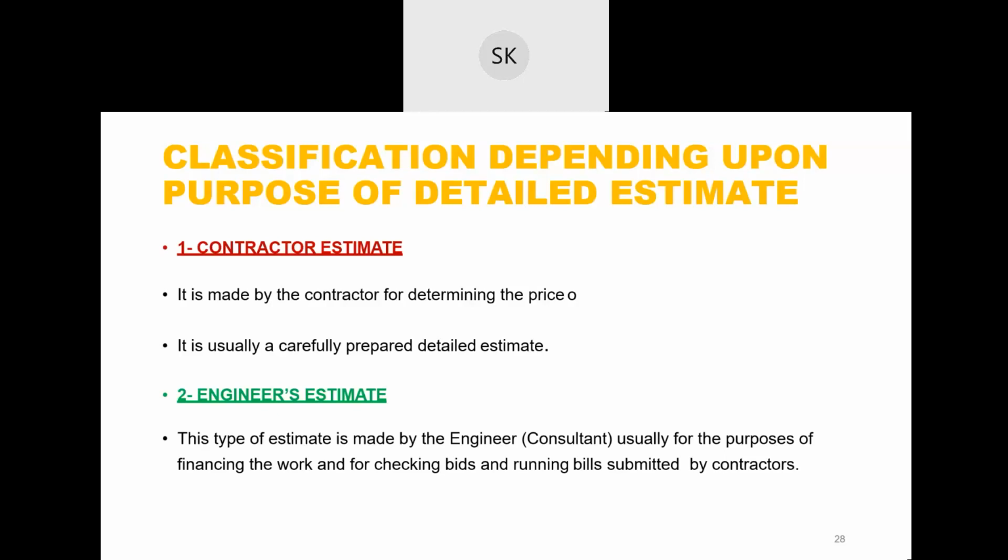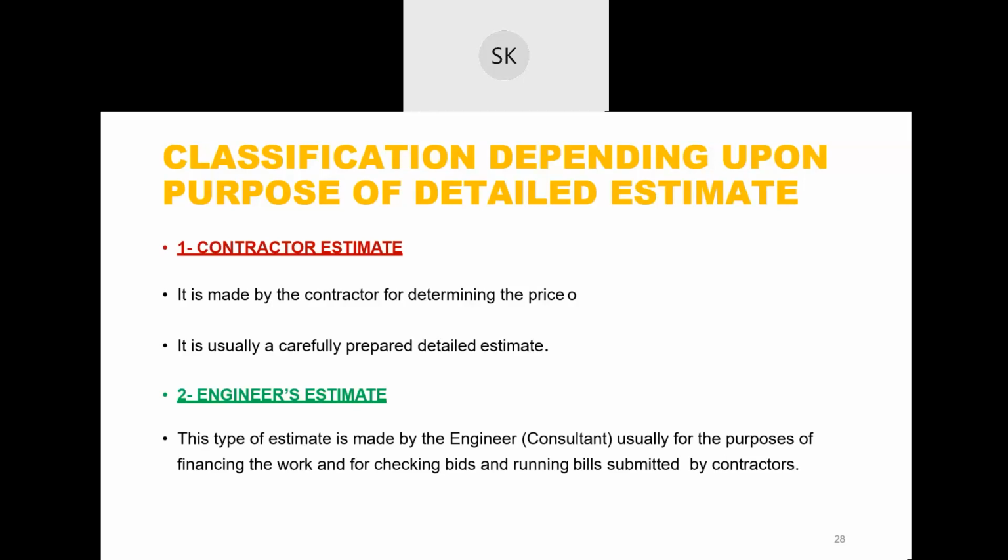The second type of estimate is made by the engineer, usually for the purpose of financing the work and for checking bids and running bills submitted by contractors. So see, if I assign a government project, obviously the contractor will make his bills, but it's also the government engineer's duty to check whether those estimates are correct or not. So he can also make his own estimate.